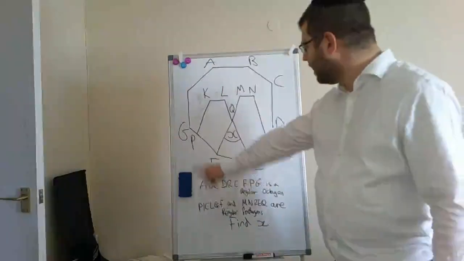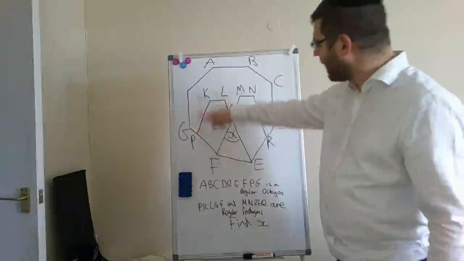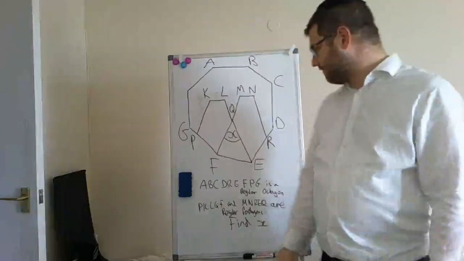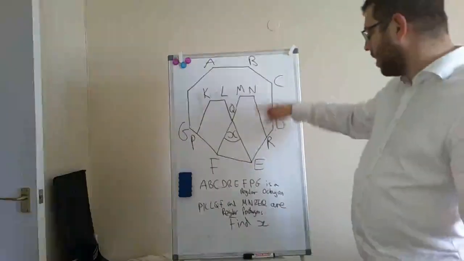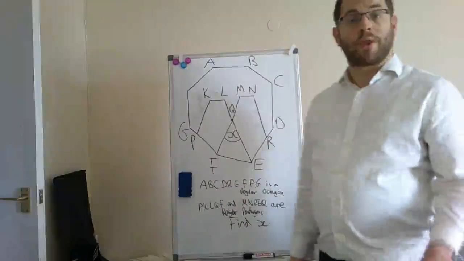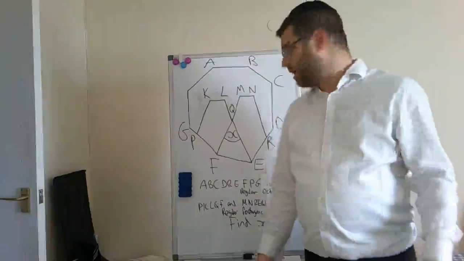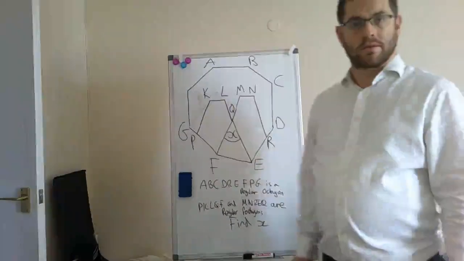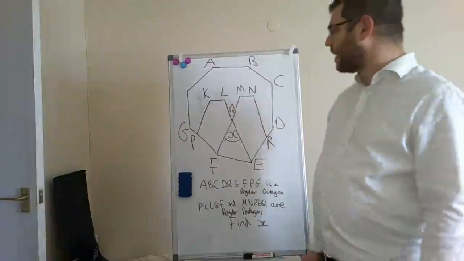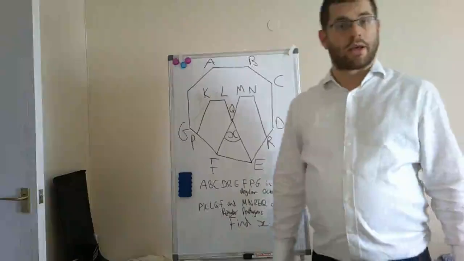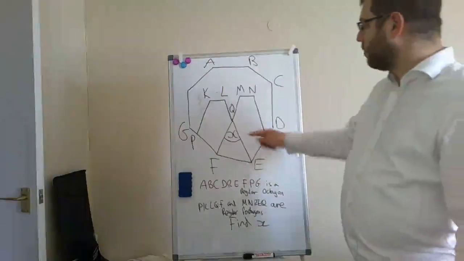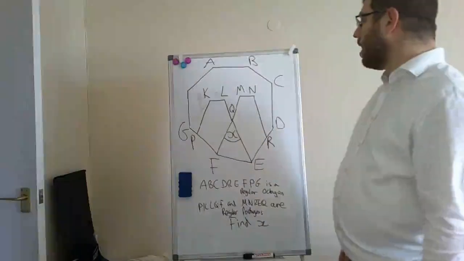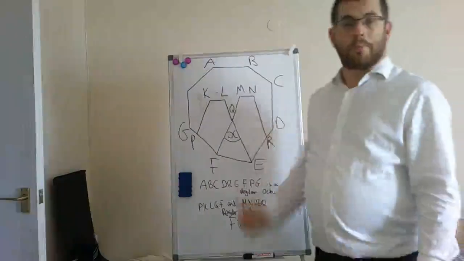PKLQF, where's that? PKLQF, that's this. That's a pentagon. MNREQ, that is also a pentagon. We're told they're both regular pentagons. So the octagon is regular, that's regular, and that's regular. That's good to know. So we have to find x. That's all we're told. So regular octagon, regular pentagons.